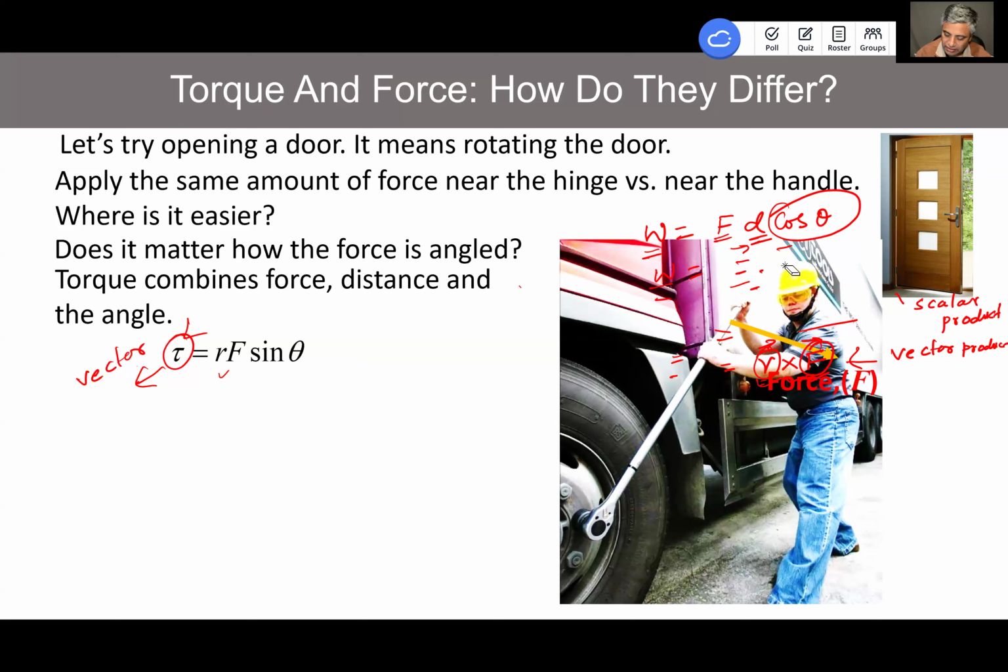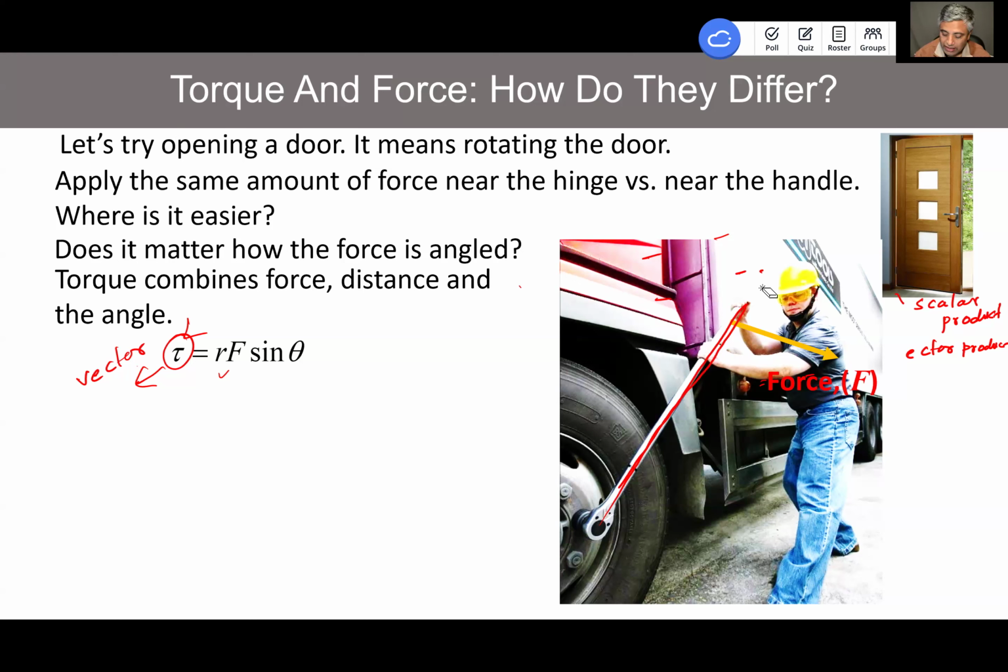So let me clean this a little bit. Over here, what you see is, it looks like this tire needs to be changed or repaired for some reason. So for that, it needs to be taken off. For that, you need to loosen these knobs, right? So for that, this person is using this wrench. And the name of this wrench is not just wrench, it's called a torque wrench. Why? Because it can produce larger torque than a usual wrench. So that's the reason.